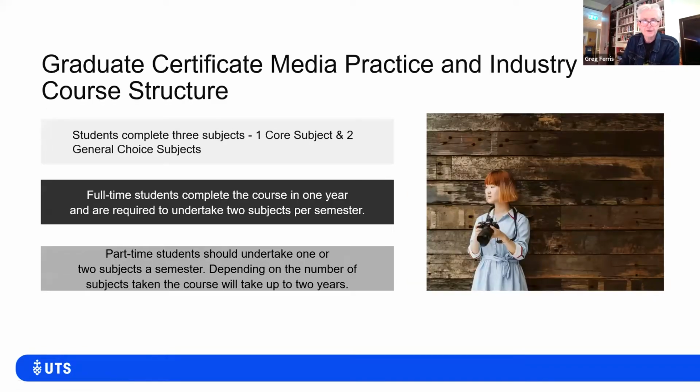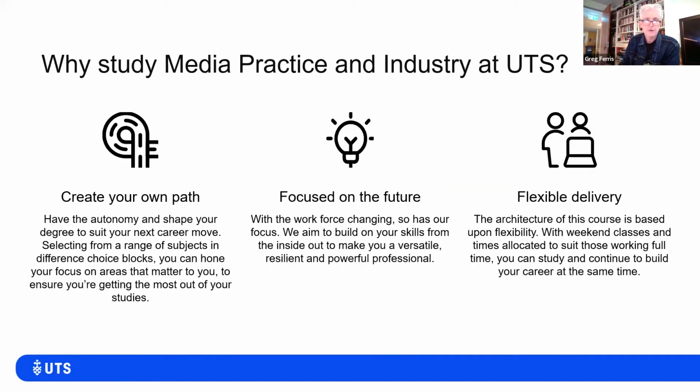There's also a grad cert, which is 3 subjects, so 24 credit points. And a full-time load for that would be 1 year, and you do 2 subjects in 1 semester and 1 subject in the next. Part-time students can undertake 1 or 2 subjects a semester, so that can take up to 2 years as well.